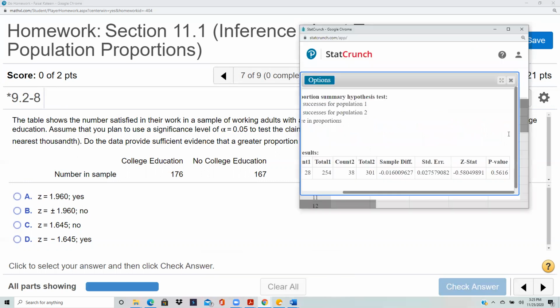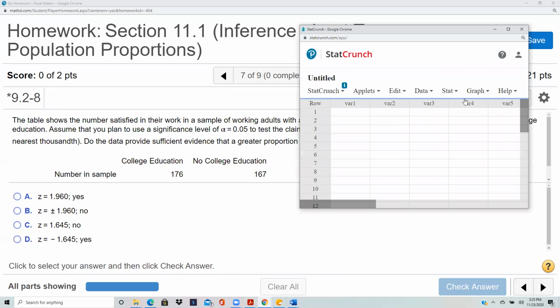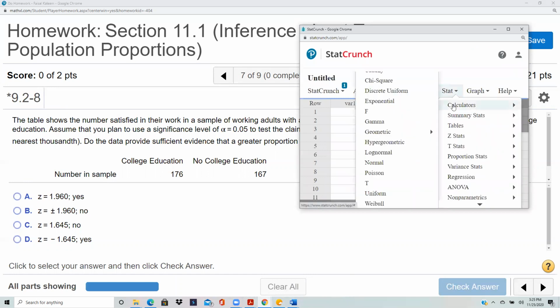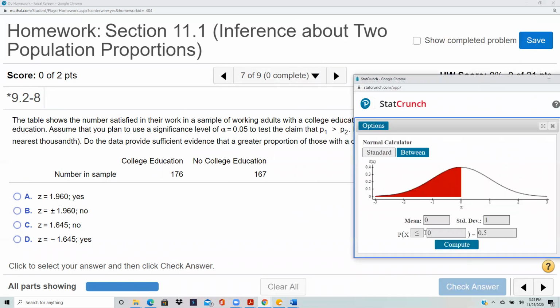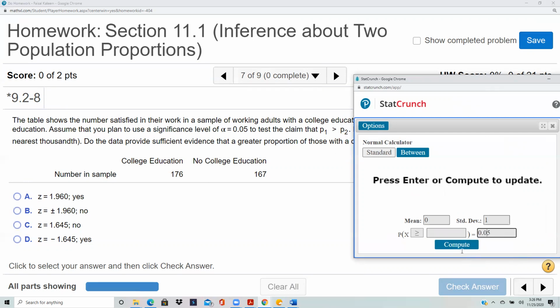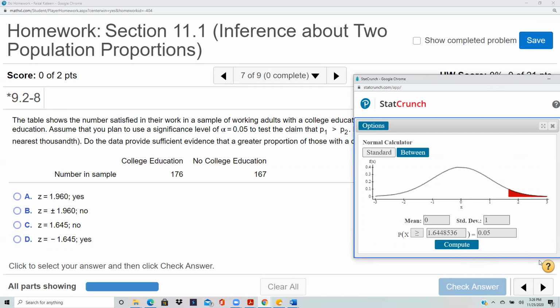So let's use the StatCrunch that's already there. So stats calculator, normal. And you have greater than, so you make it greater than. And alpha, when you have greater than or less than, then alpha is just the tail area, so 0.05. So 1.645. So it's either going to be this or this.